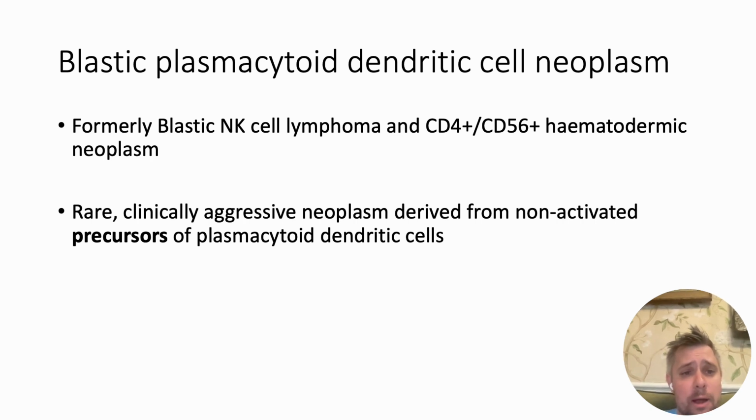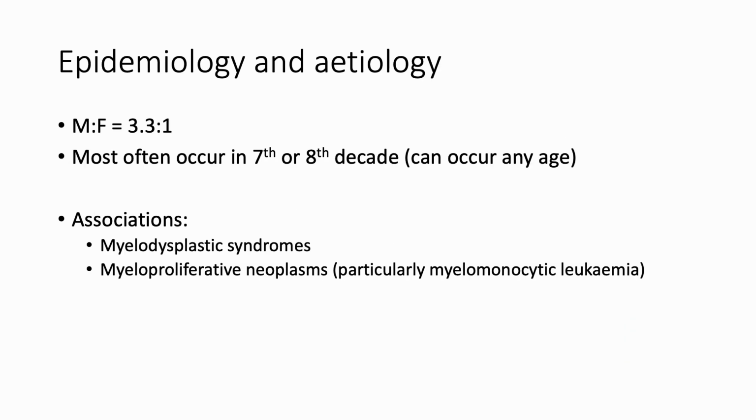And it did have other names that you might see if you're reading papers from the past. It was formerly known as blastic natural killer cell lymphoma and CD4 positive, CD56 positive hematodermic neoplasm. And these are essentially rare but clinically aggressive neoplasms derived from the non-activated precursors of plasmacytoid dendritic cells.